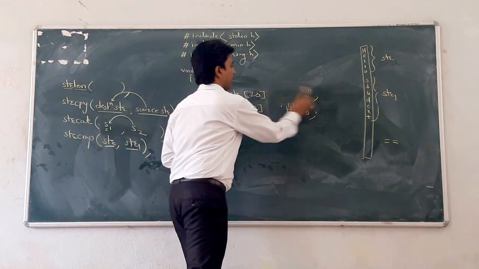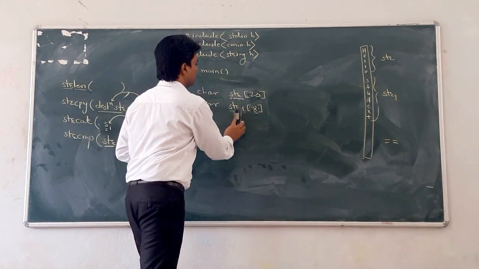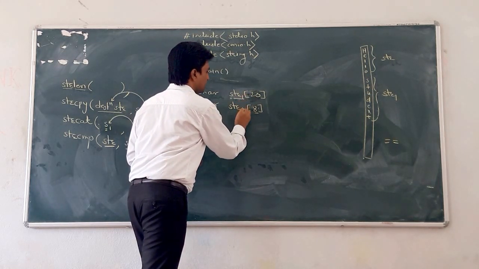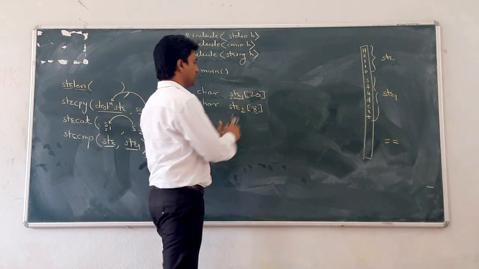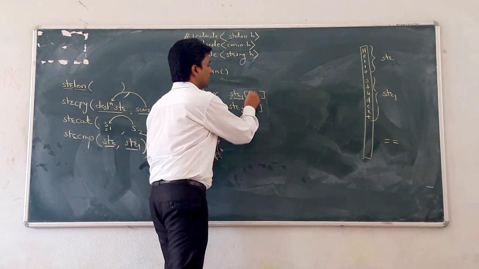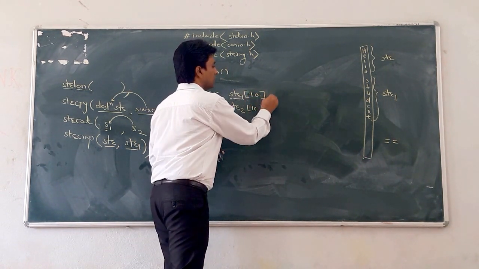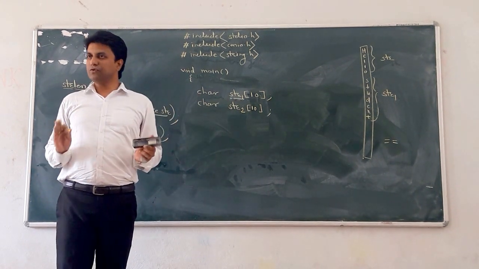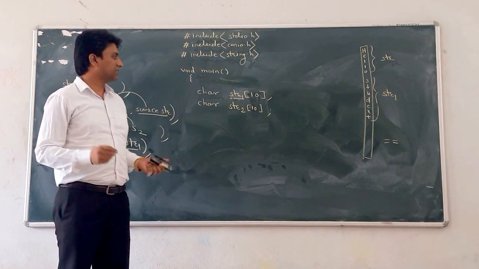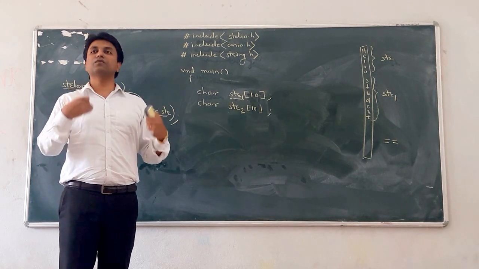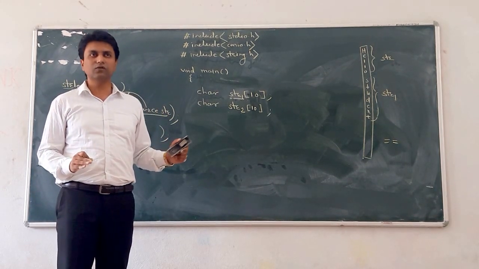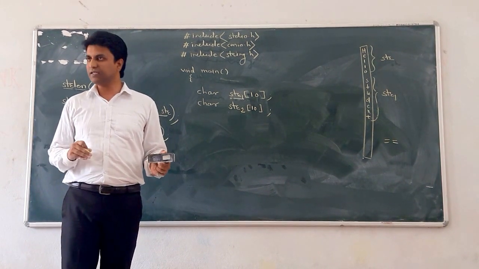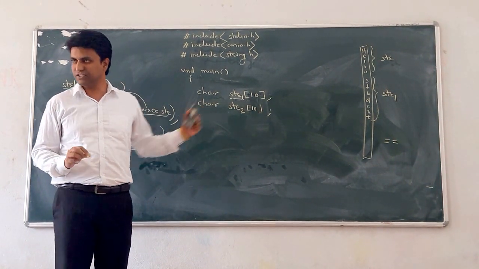Suppose now string 1, string 2, str1 and str2. Give the size, suppose 10, 10. So maximum we can enter 10 characters into a string. Okay, next now take the values from user. Now not static strings, take the values from user. That it means dynamically we have to take the values of the strings.